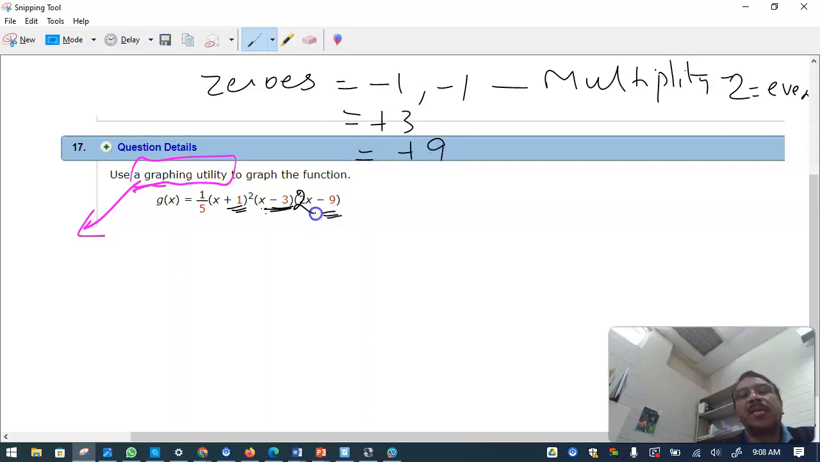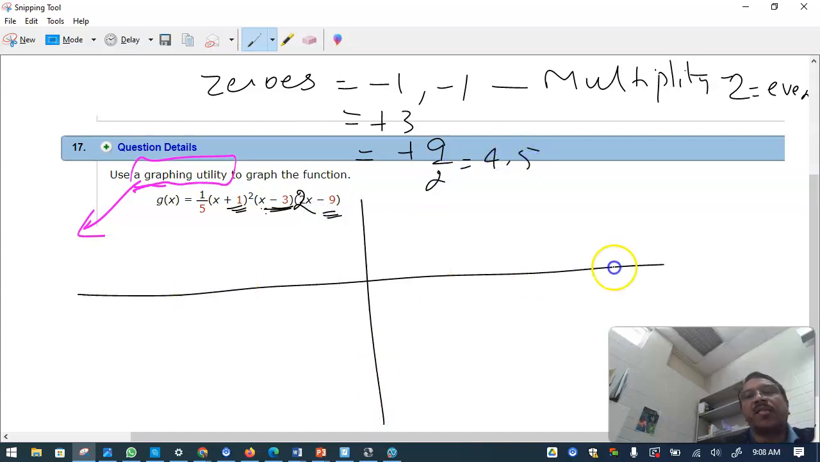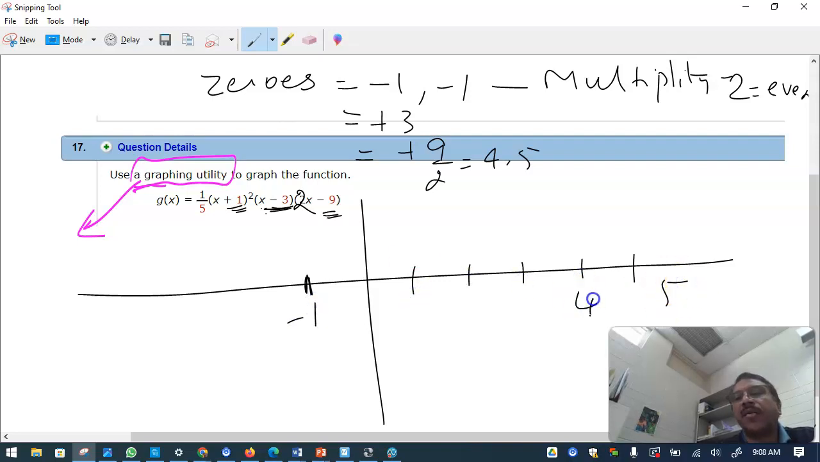And then because there's a 2, you have to divide by 2, which is 4.5. So if I want to sketch this graph, where is this minus 1? So this is minus 1, and this is 1, 2, 3, 4, 5. This is 4, so the point 4.5 is right here.